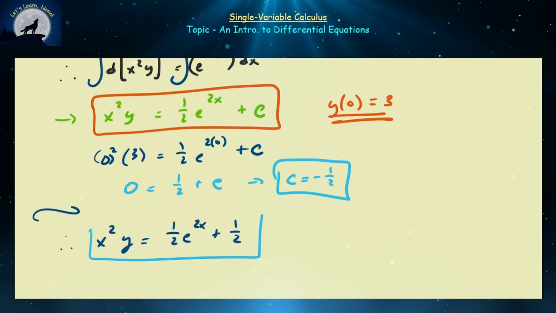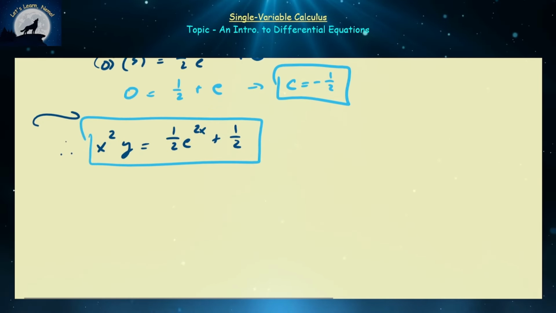So you could leave it like this, or if you're requested to, find the explicit solution to this differential equation, which just requires us to divide both sides by x squared.